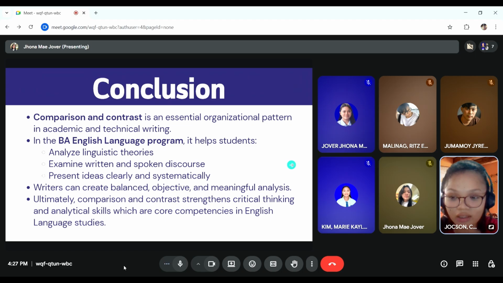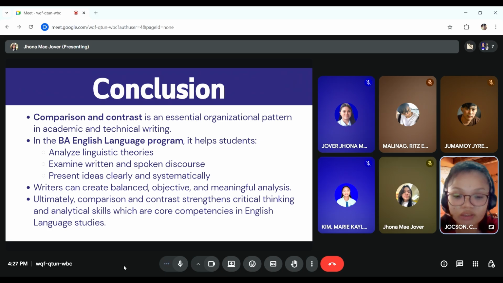In the BA English Language Program, or BAL, this method is especially important because students constantly analyze linguistic theories, discourse types, and language varieties or variations. For example, distinguishing spoken from written language helps students understand how context influences grammar, vocabulary, and interaction. Rather than simply describing each form, we also allow ourselves to see relationships, boundaries, and unique characteristics more clearly.